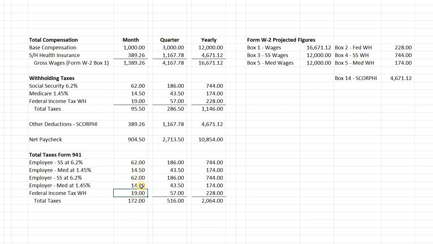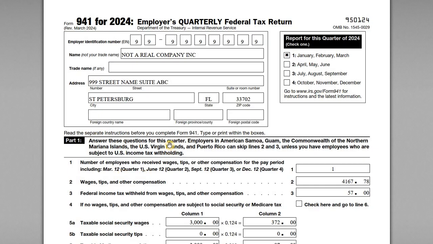So the total taxes that need to be submitted with the 941 are $172 per month or $516 per quarter. So just for clarification here, these are the taxes that are coming out of John's paycheck, but this is all of the taxes that are coming out of his paycheck plus the taxes that the employer has to pay. So when we have our quarterly figures here, we can then transfer these amounts over to our 941. So let's have a look at the 941.